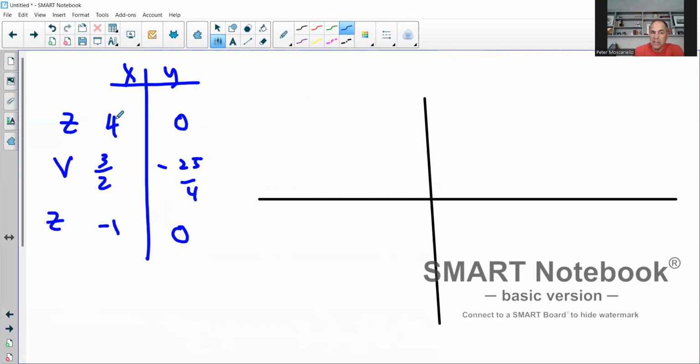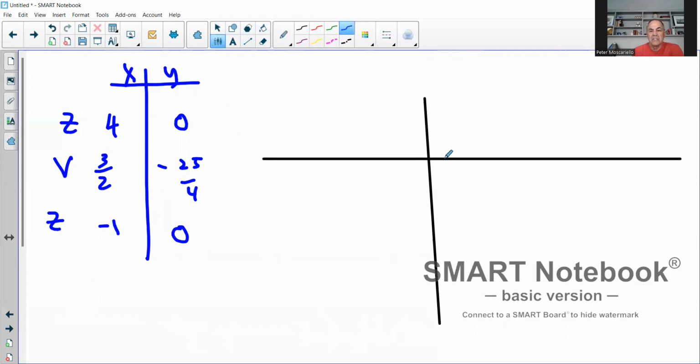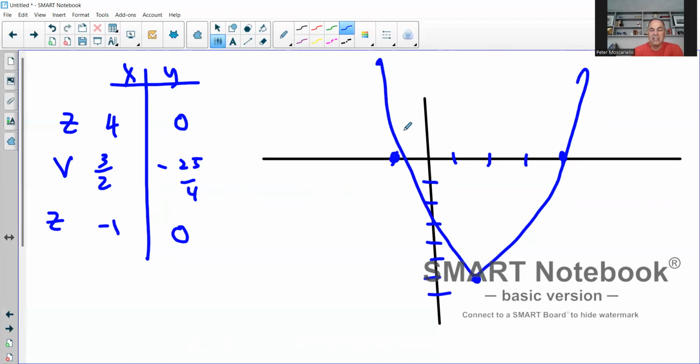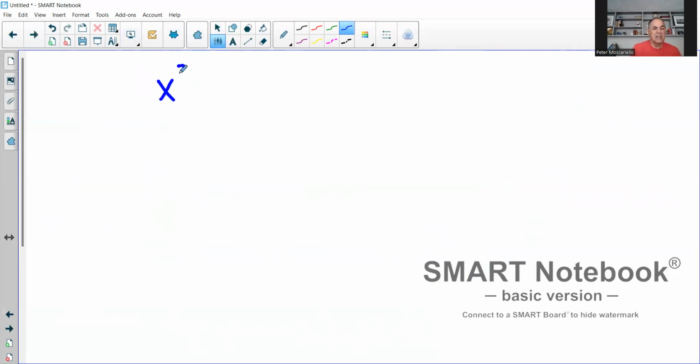Remember, whenever you get a zero, the y value is 0. So that's (1.5, negative 6.25), which is about there. And then (4, 0) and (negative 1, 0). Beautiful. That's it. Okay, so that's that one. You want to practice another one? Why don't you practice this one?